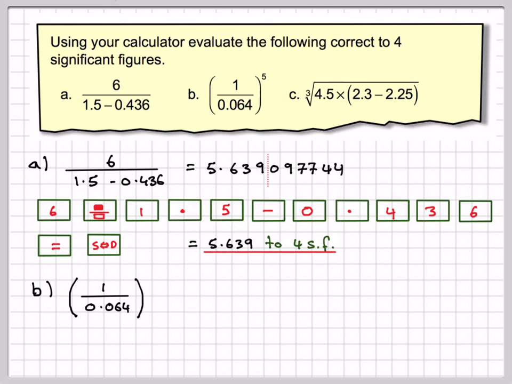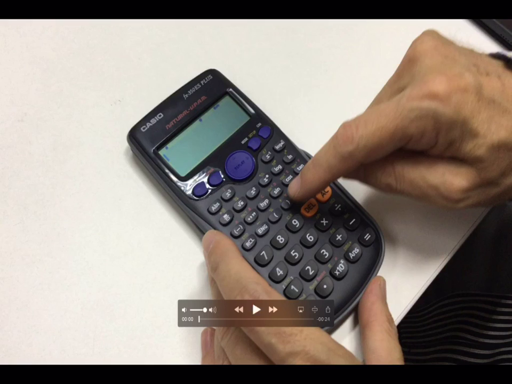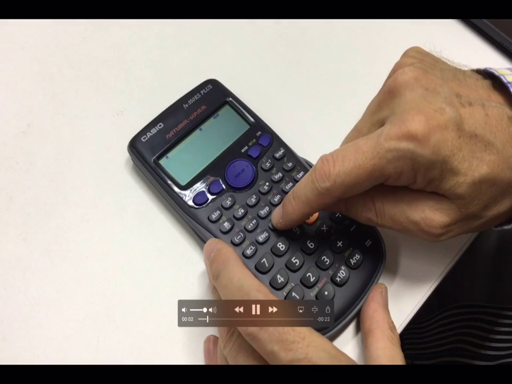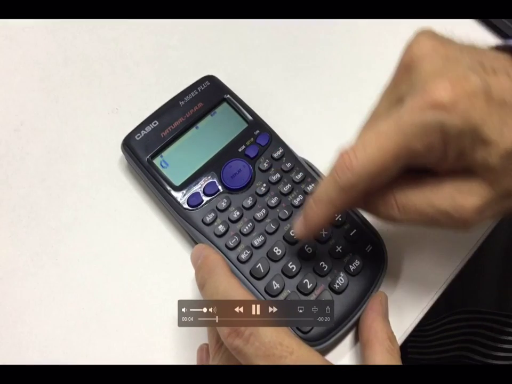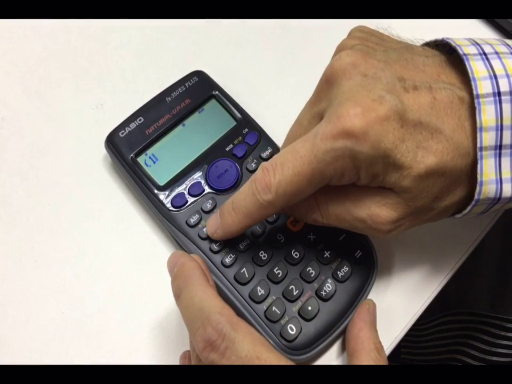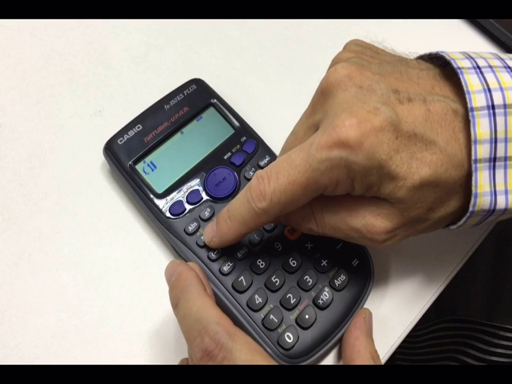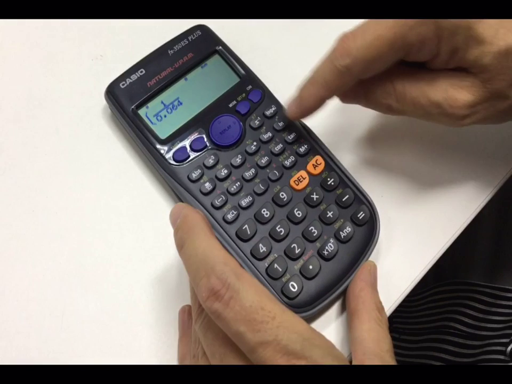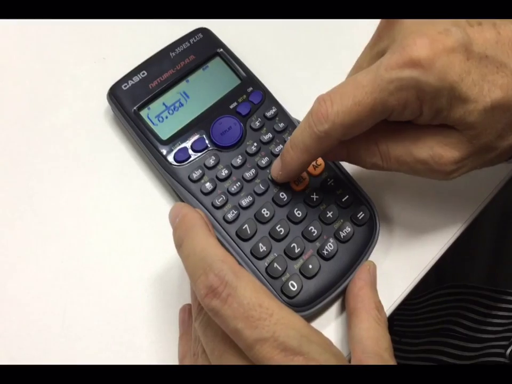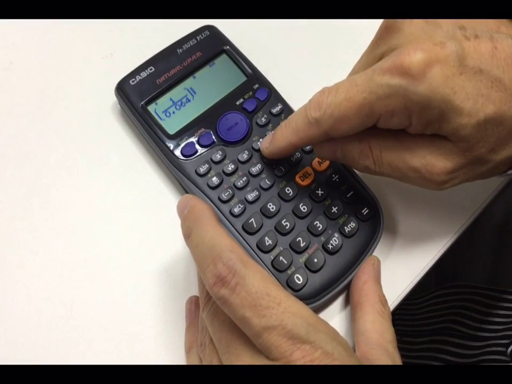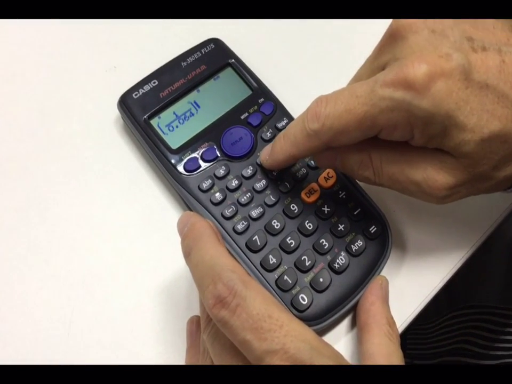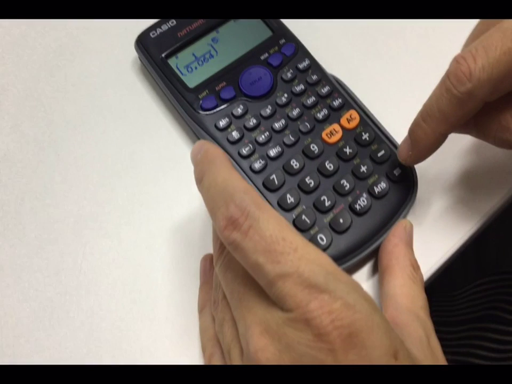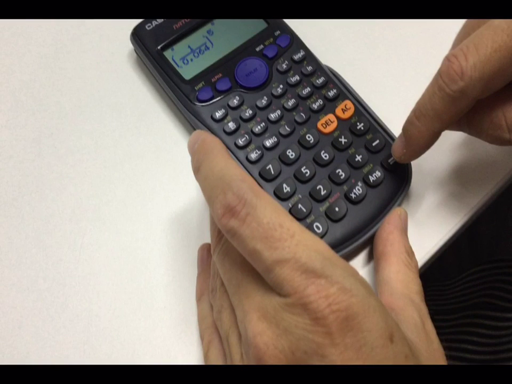Part B, we've got 1 over 0.064 to the power of 5. Okay, next one we need to press bracket 1 fraction button, which is this one here, divided by 0.064. Press the replay button, put in the bracket, and we need to raise to the power, which is this one here, x with a little dash, and then we put in 5, and we press equals, and we get the answer here.